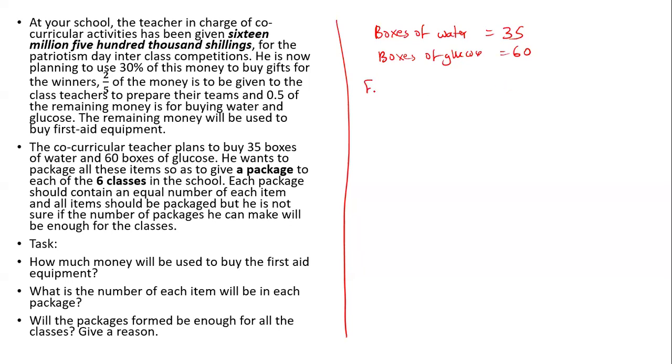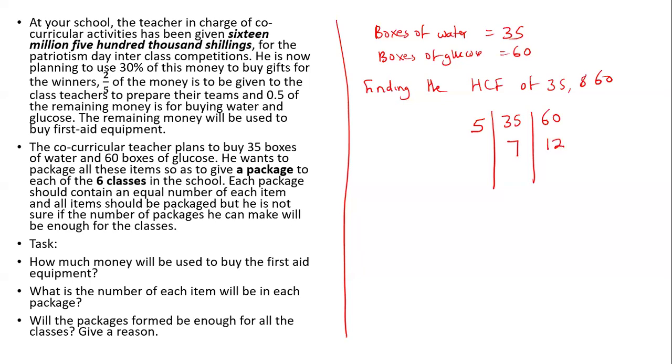So I'm going to say finding the HCF, the greatest common divisor of 35 and 60. So this is 35 and this is 60. Highest common factor means the highest number that can go through both at the same time, simultaneously. Take an example. I can start by 5. By 5, I'll get 7. I'll end up with 12. When you check, you notice that there is not any other number that can go through both at the same time. So that means that the HCF is equal to 5 packages.